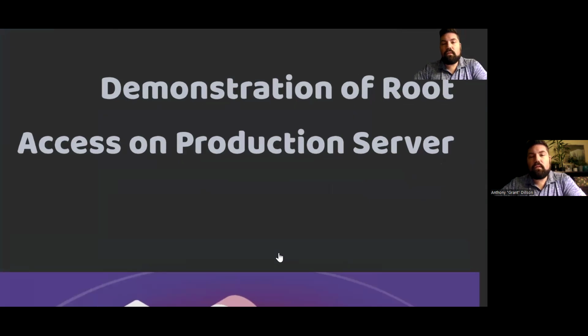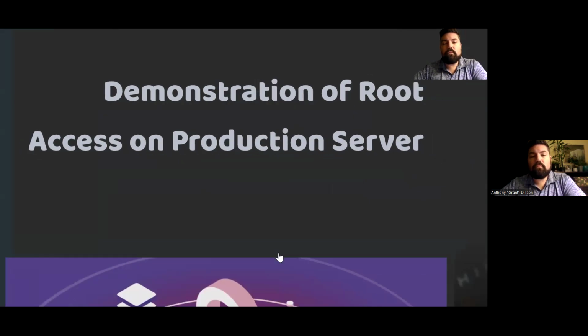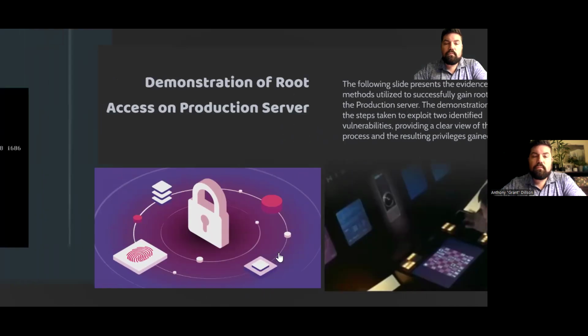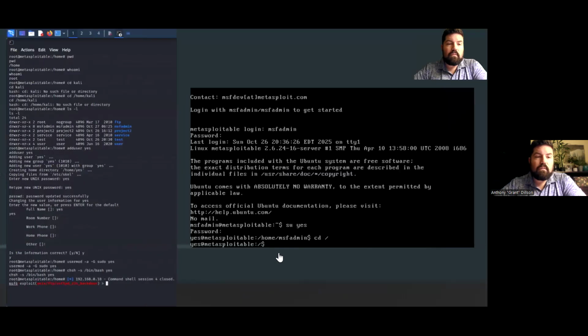Now, this is me showing a demonstration of root access on this production server. So this is a successful root. And again, here we are. So this is me making a backdoor account. This account is named Yes. And as you can see over here on the right, Yes is able to get into the production server successfully.